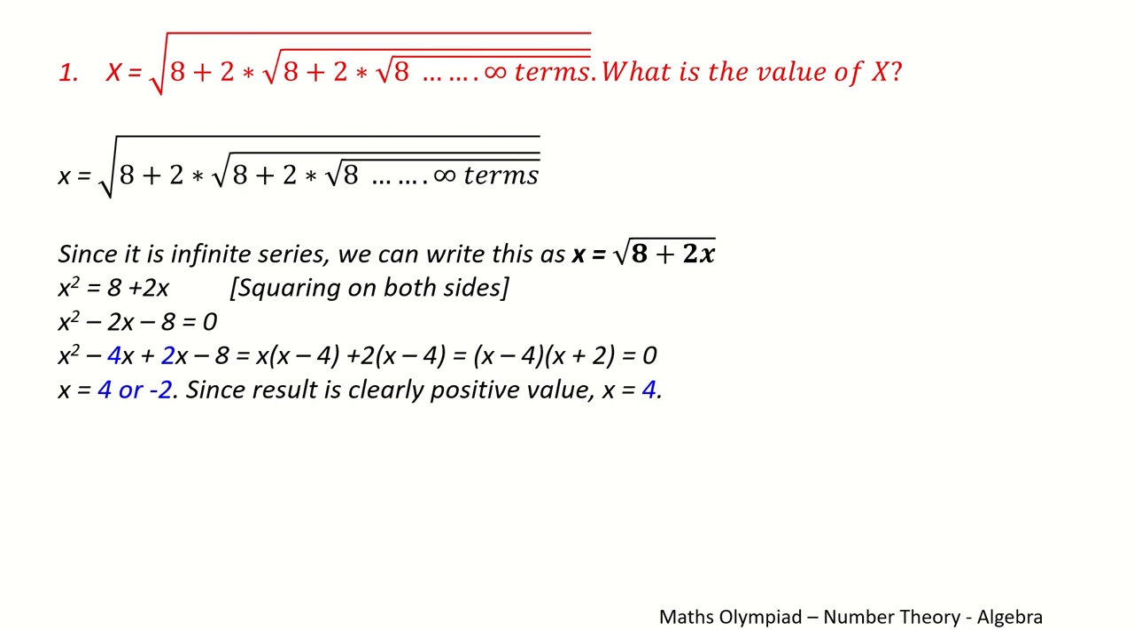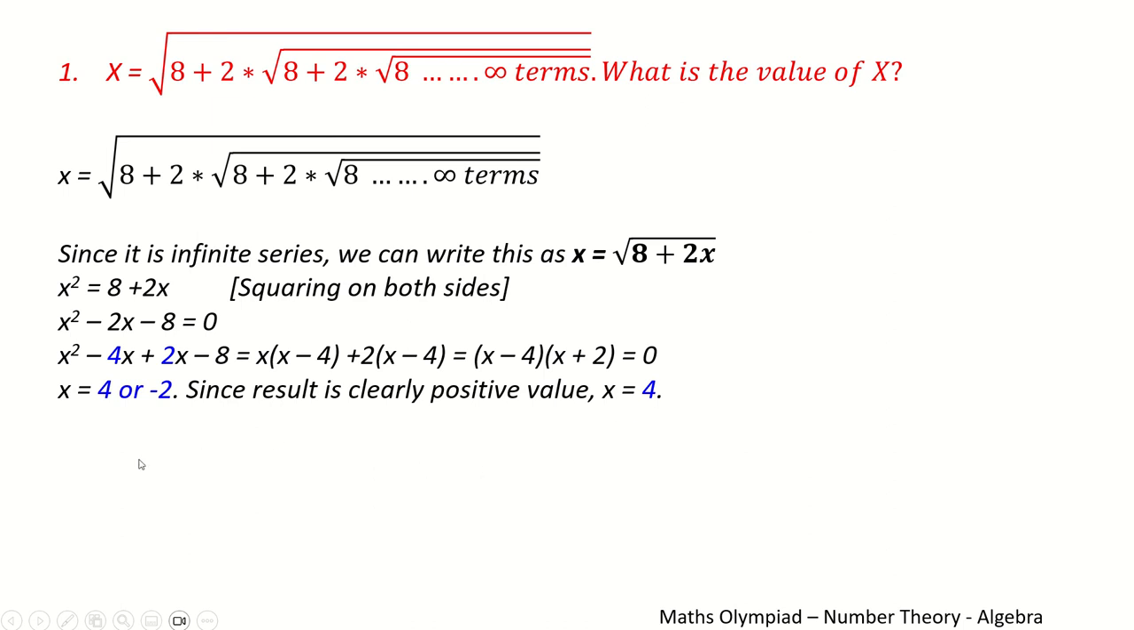Squaring on both sides, you get x square equal to 8 plus 2x, and x square minus 2x minus 8 equal to 0. So 8 has two factors, 4 and 2, and minus 4 plus 2 is minus 2. So you write it as x square minus 4x plus 2x minus 8, and you get the factors (x minus 4) into (x plus 2) equal to 0. x is equal to 4 or minus 2. Obviously it's not a negative value, so x equal to 4.